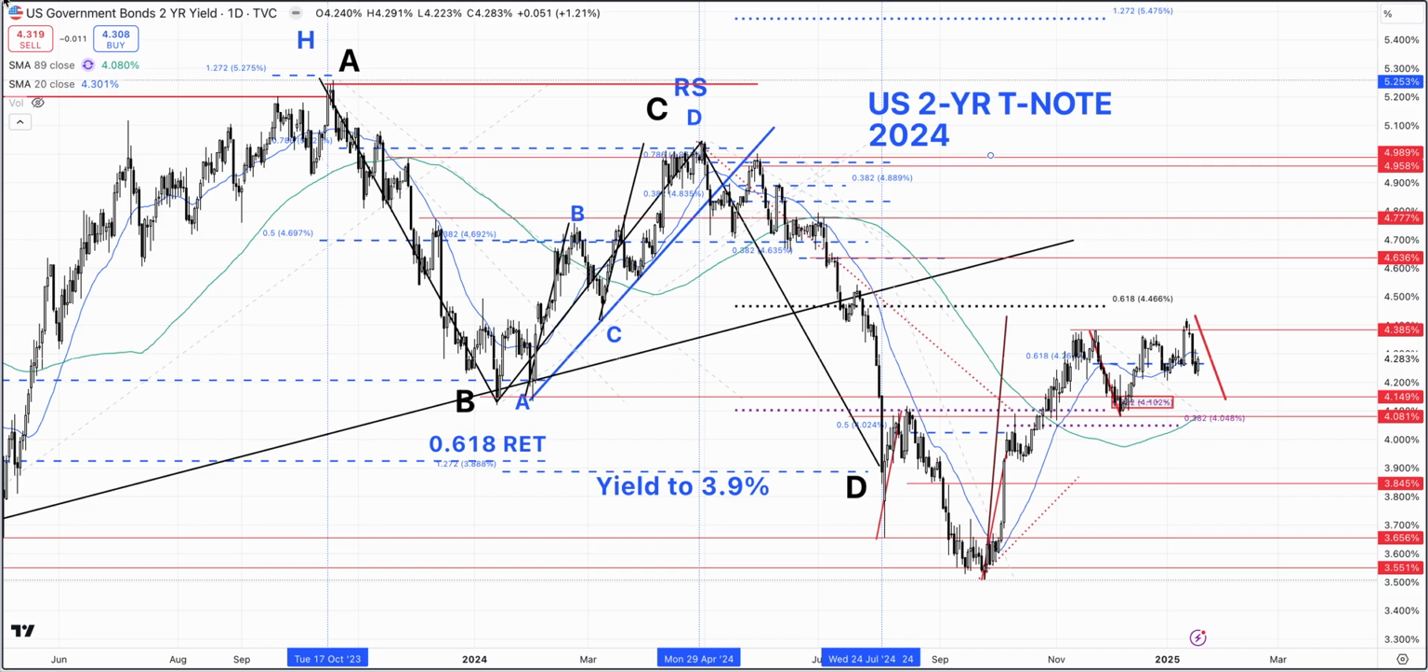Let's start by taking a look at the bond markets. As always, the video is for educational purposes only. It is not financial advice. We are taking a look at the shorter end of the curve, which is the US 2-year Treasury note.